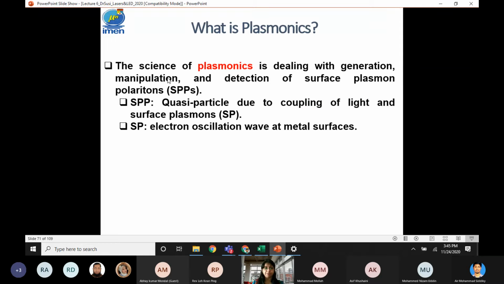Plasmonics deals with the generation, manipulation, and detection of surface plasmon polaritons. Basically, an SPP is the quasi-particle due to the coupling of light and surface plasmons, and a surface plasmon is an electron oscillation wave at metal surfaces.